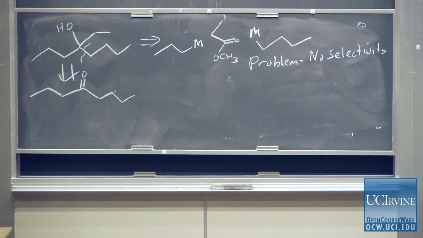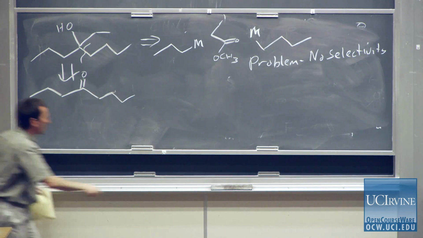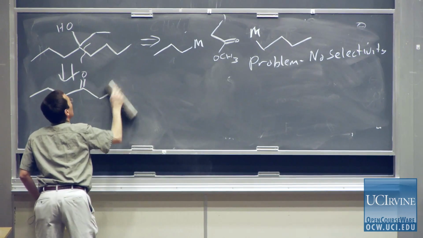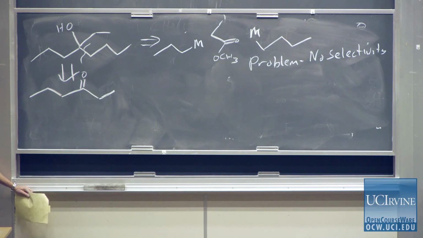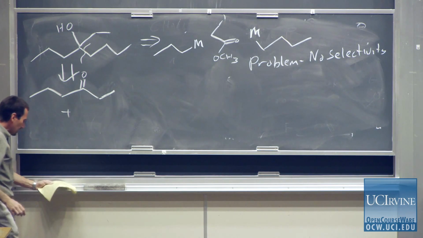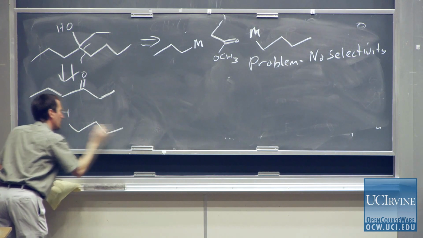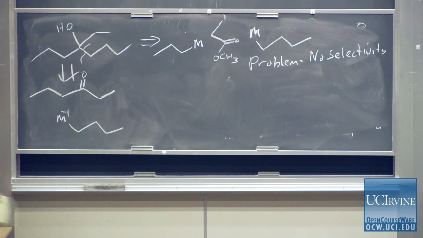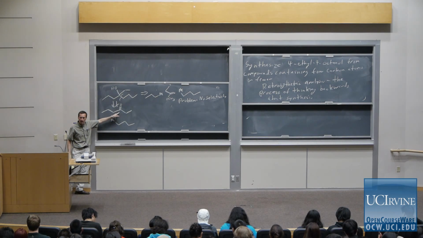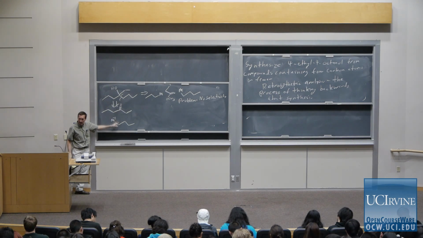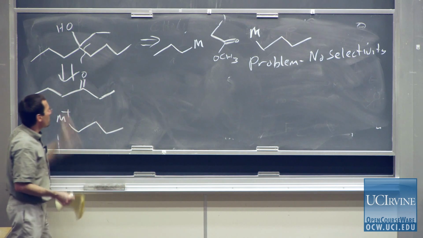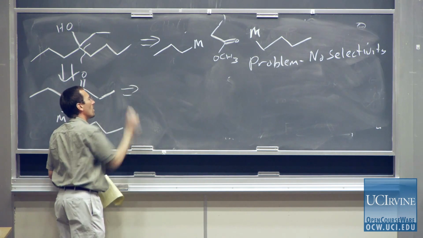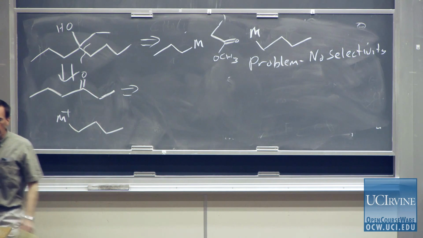And I could envision, let's see, did I do that right? Nope. I could envision this ketone, 2-hexanone, and a butyl metal reagent. And that would work. I could add butyl lithium or butyl magnesium bromide to 2-hexanone, and that would be okay to make that alcohol. But then I'd need a way to make this ketone.